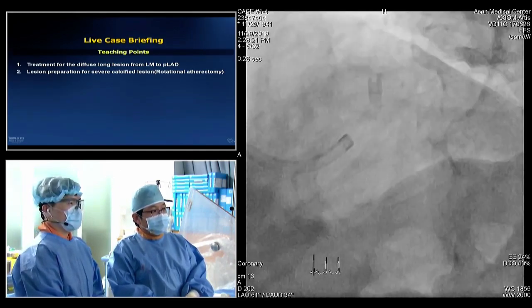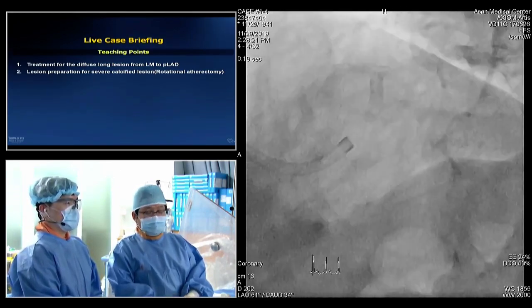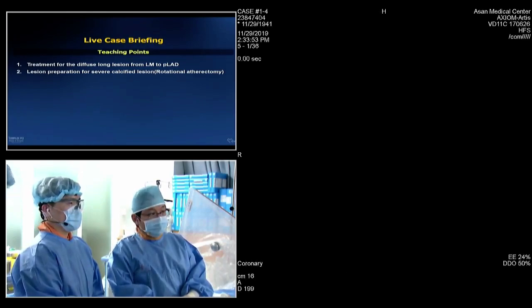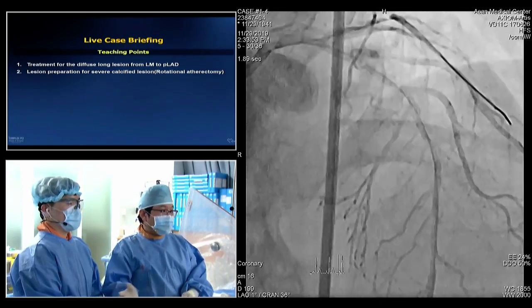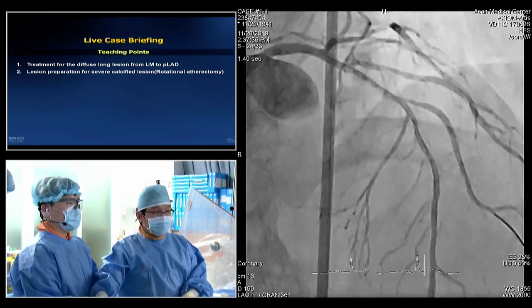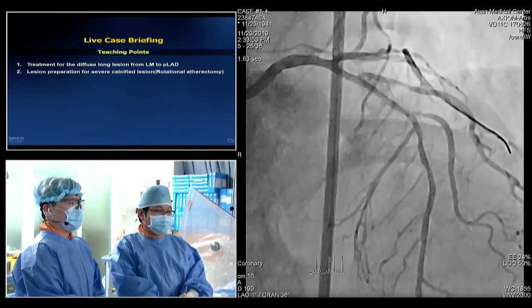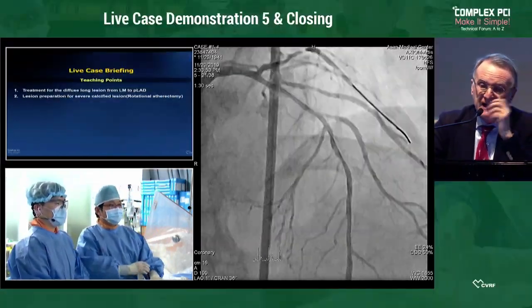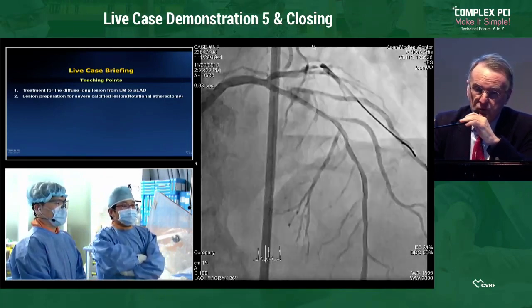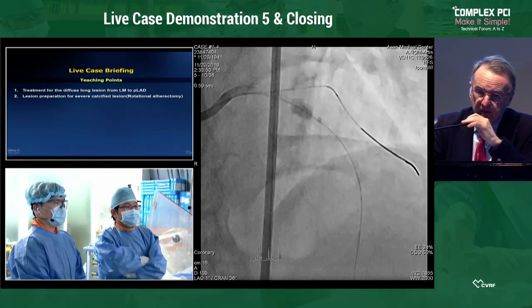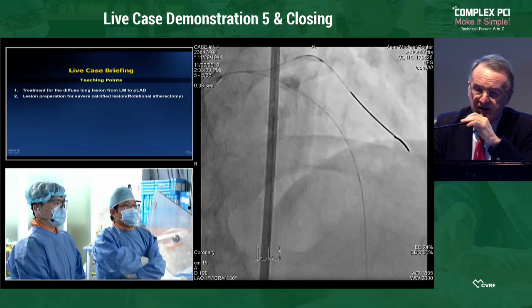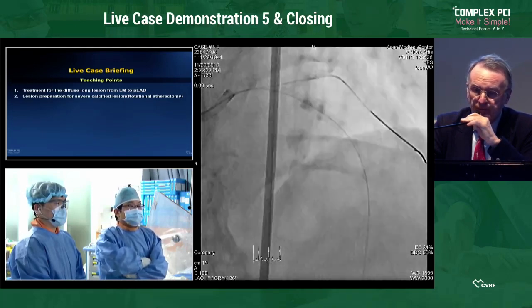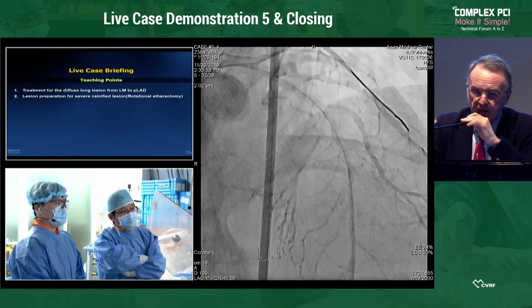So what would you do there? How to treat this patient? This would be an ideal case for shockwave. Without shockwave, I would still try a high pressure balloon first, but maybe add the cutting balloon, high pressure. I will do both.